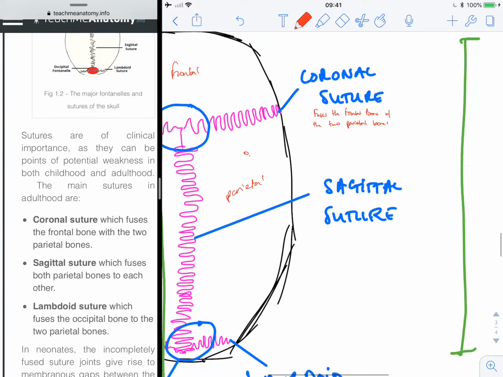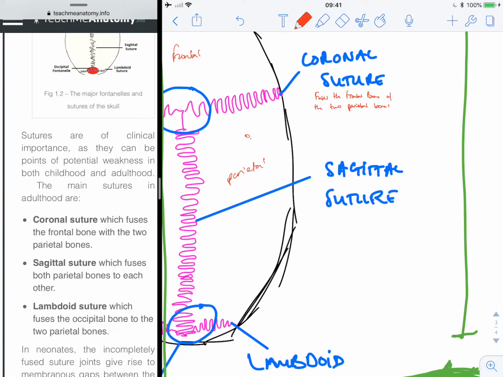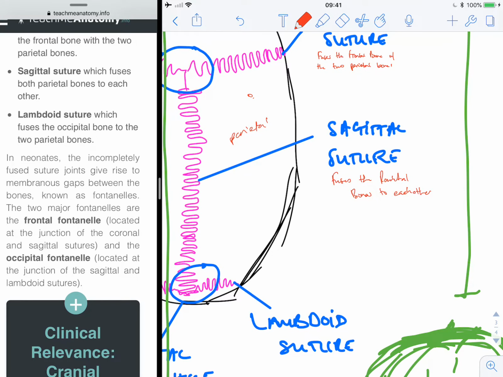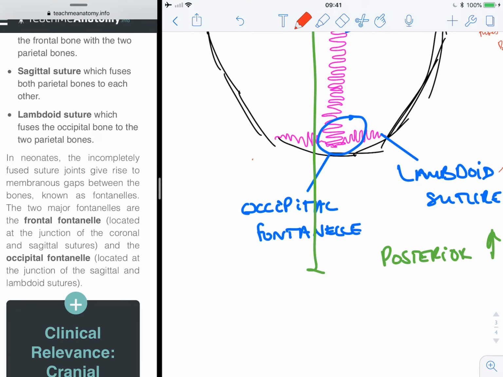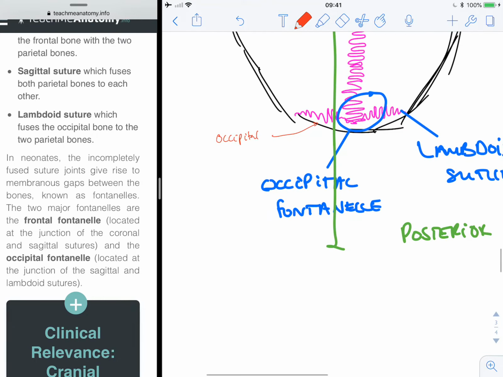The sagittal suture fuses both parietal bones to each other. The lambdoid suture fuses the occipital bone to the two parietal bones. This is all very obvious now that you think about the positions of the bones. It fuses the parietals together to the occipital. So at the back, occipital. Easy peasy.